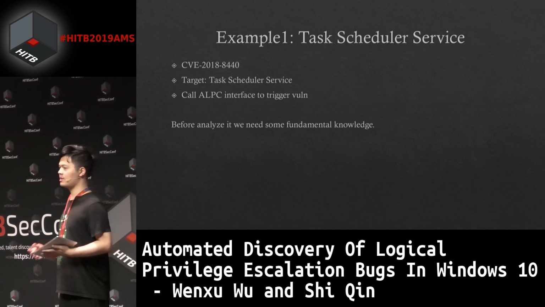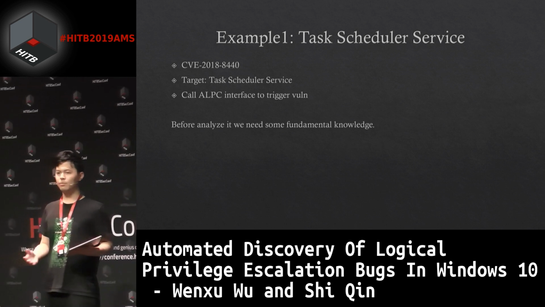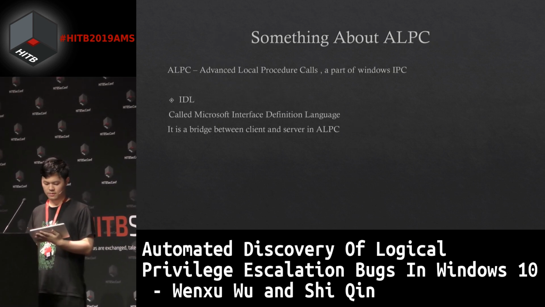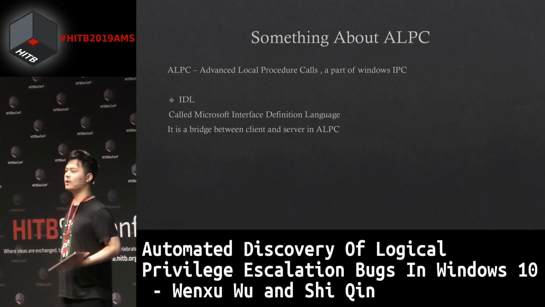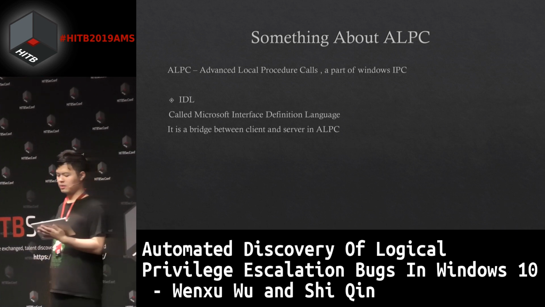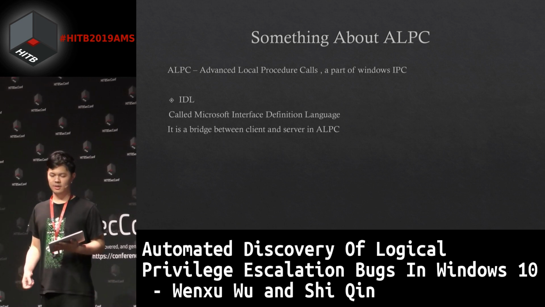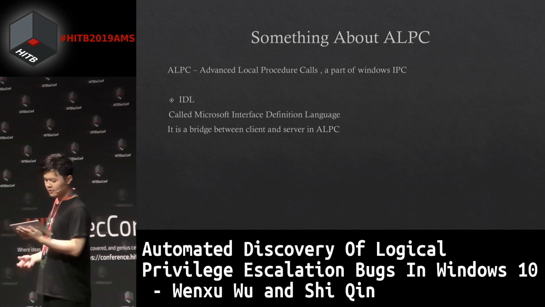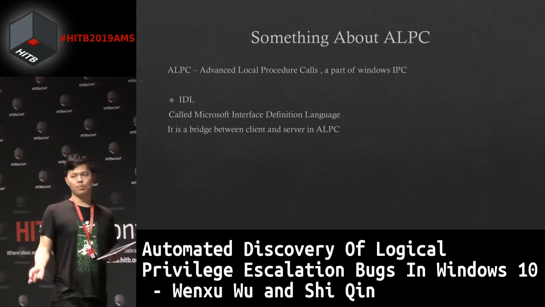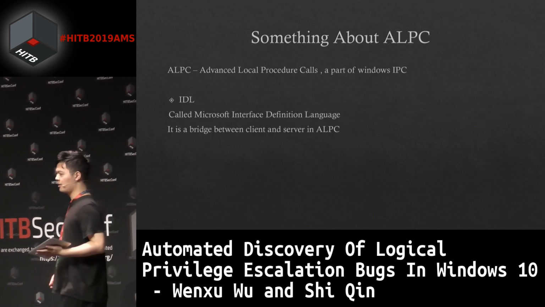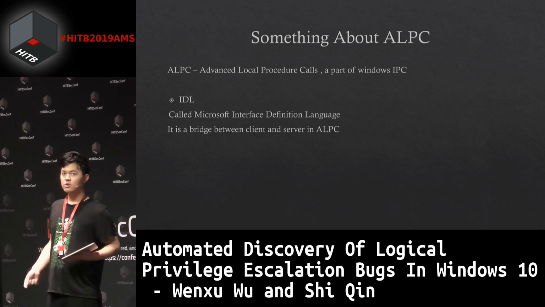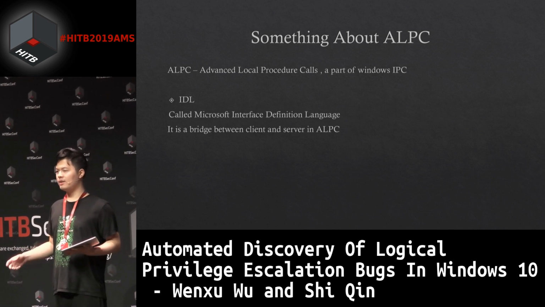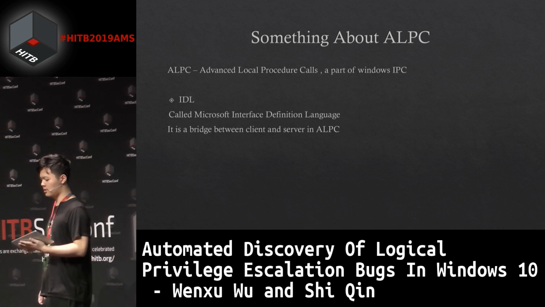But before analyzing this bug, we need to know some fundamental knowledge about ALPC. ALPC is called Advanced Local Procedure Call, which is a part of Windows IPC. IDL, which is called Microsoft Interface Definition Language, is a bridge between client and server in ALPC, so we could use IDL to communicate with system services and call their functions.